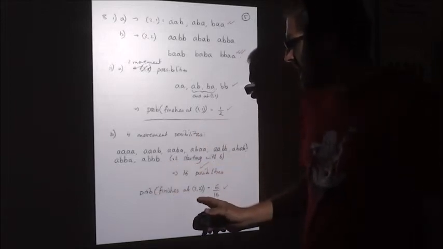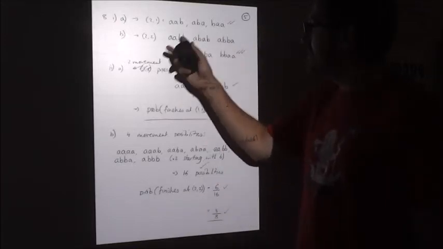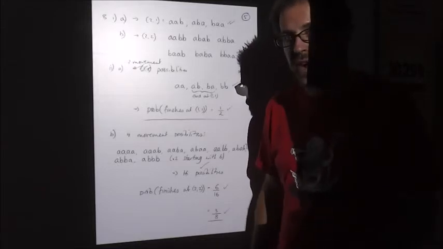And then the probability that it finishes at 2-2 is 6. We've already done that bit up here. 6 over 16, and make sure you simplify it to 3/8.